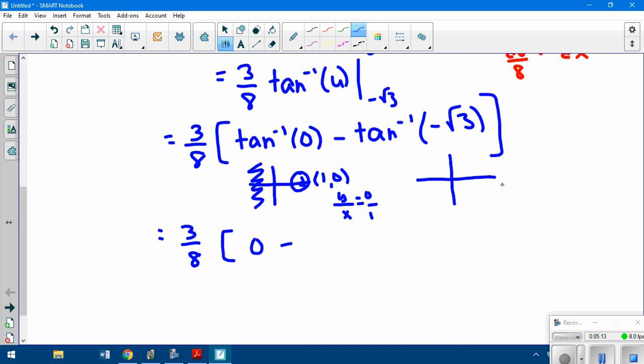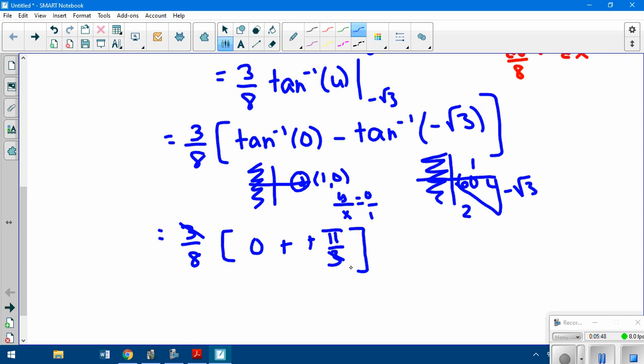Minus, do the same with this. Switch to the left-hand side. Tan inverse is negative, so we're down in this quadrant. Tangent is opposite over adjacent, so opposite's negative radical 3, adjacent's 1, hypotenuse is 2. This angle would be 60, which is pi over 3, but since it's in the fourth quadrant, we don't say pi over 3, we say it's got to be negative pi over 3, remember, because of the restrictions. So this is just 3/8 times pi over 3. The 3's are going to cancel. Pi over 8 is your final answer. Good?